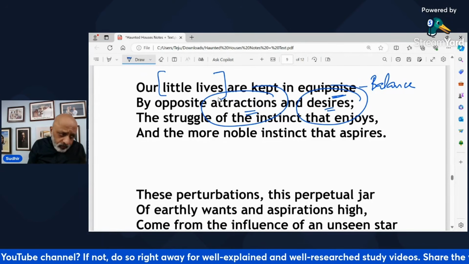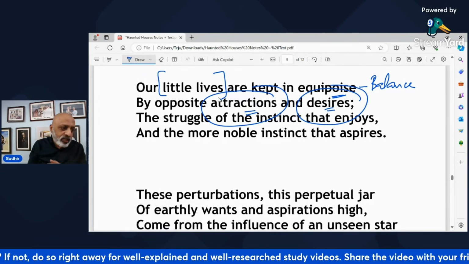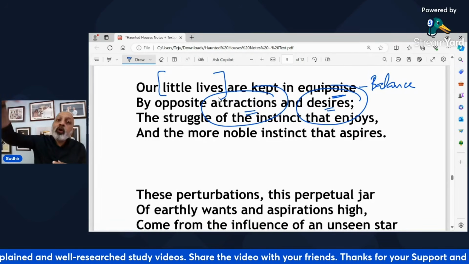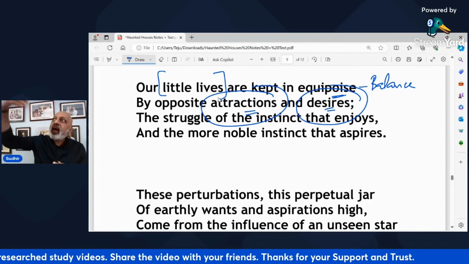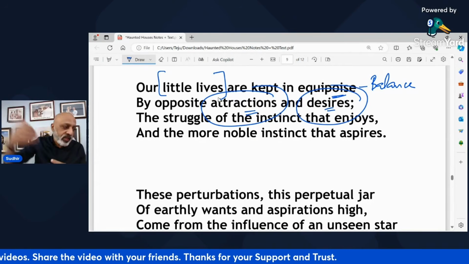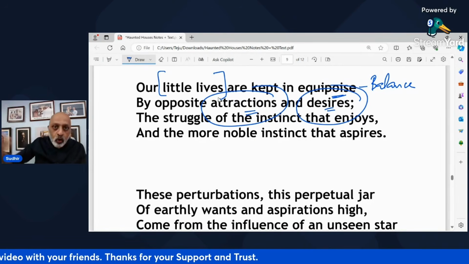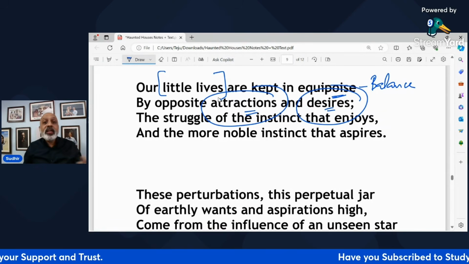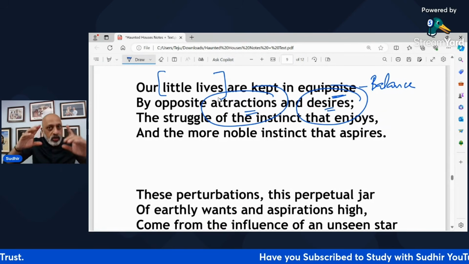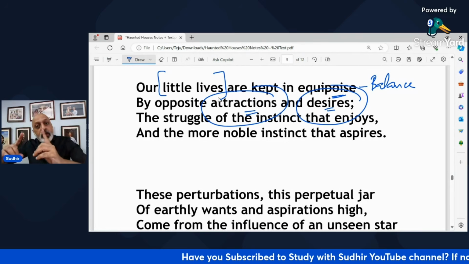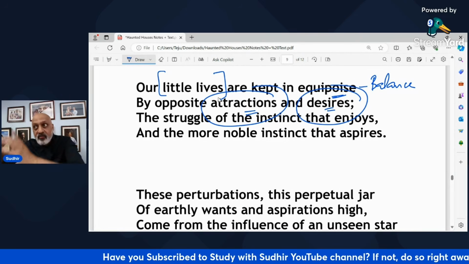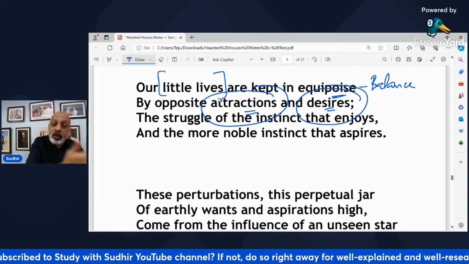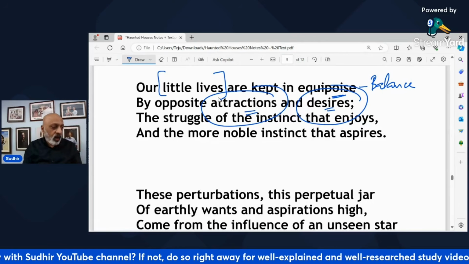So the more noble instinct that aspires is the positive quality, because it refers to our more lofty goals, our aspirations, our ambitions, etc. It is a desire for growth. It's a desire to improve oneself. And that is what leaves a more lasting impact. So our goal always should be to go after our desires, which are of a positive quality, rather than getting tempted by the attractions in our life.